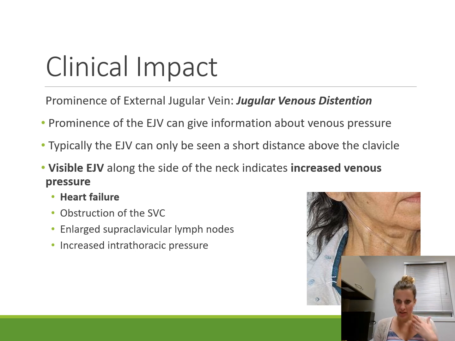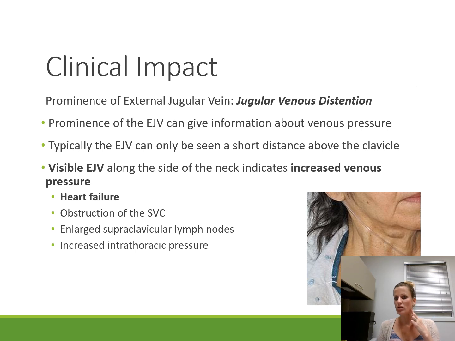We can look at the side of the neck to try and view the external jugular vein, and we should only be able to see a little bit of it. If the external jugular vein is very prominent, if it's swollen and you can see it really well all along the length of the neck, we call that jugular venous distension, or JVD. This can give us information about overall venous pressure. The more pressure in the venous system, the more distended or the more visible the external jugular vein is going to be. Typically, we can only see the external jugular vein for a short distance past the clavicle.